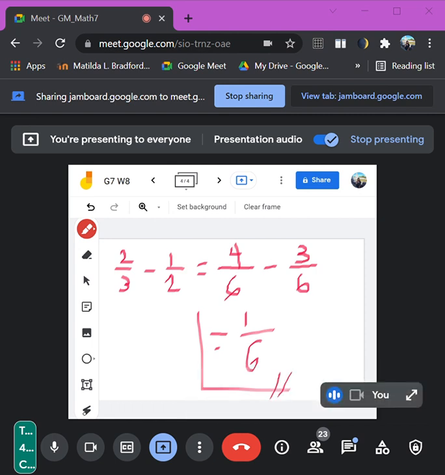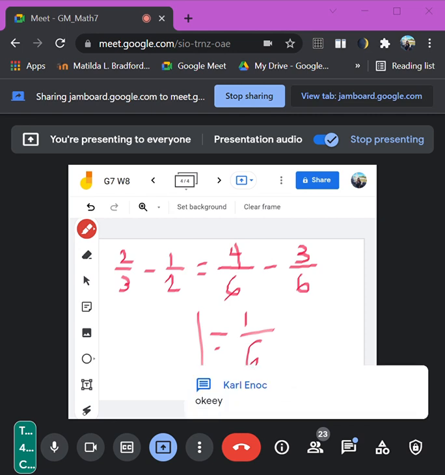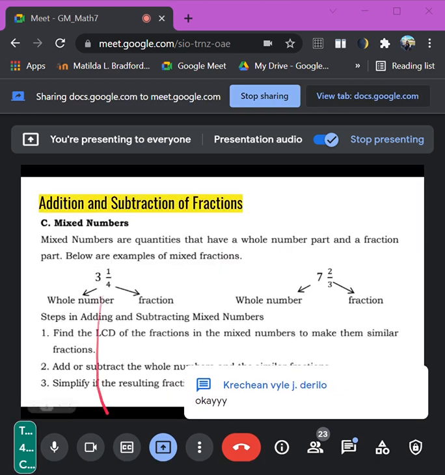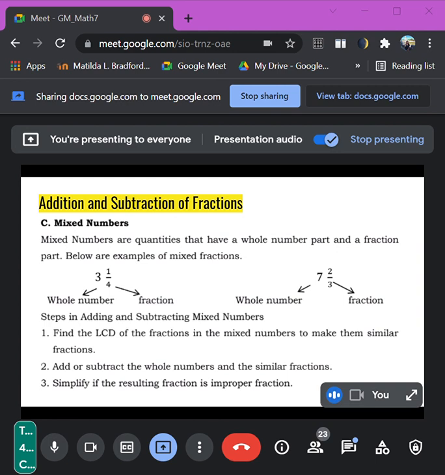Okay? So that is how you simply do addition and subtraction of similar and dissimilar fractions. Don't forget the steps. Okay. So we have another problem, which is we're going to do the addition and subtraction of mixed numbers.